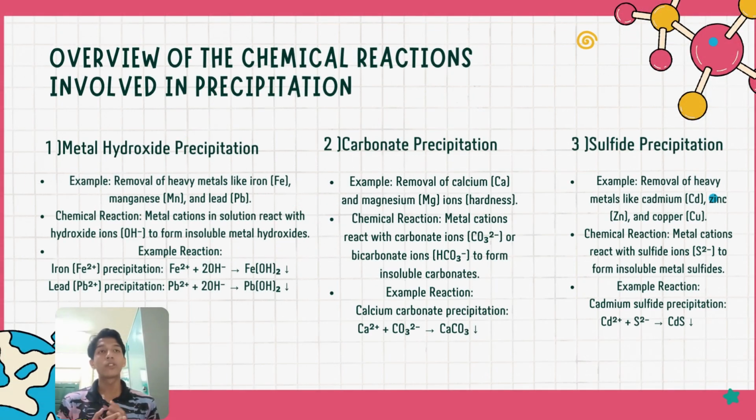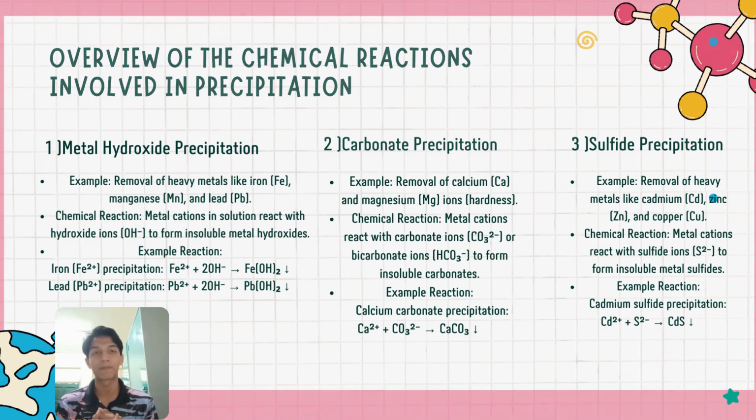So here I'm going to give you an overview of the chemical reactions involved in precipitation, focusing on three main types: metal hydroxide precipitation, carbonate precipitation, and sulfide precipitation. This process is commonly used in water treatment to remove various contaminants.